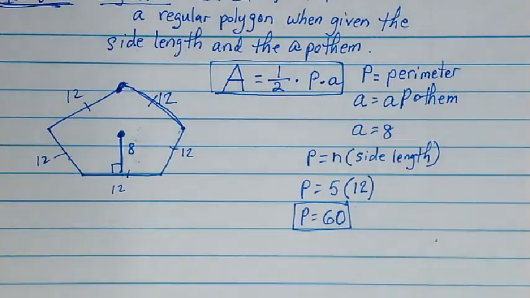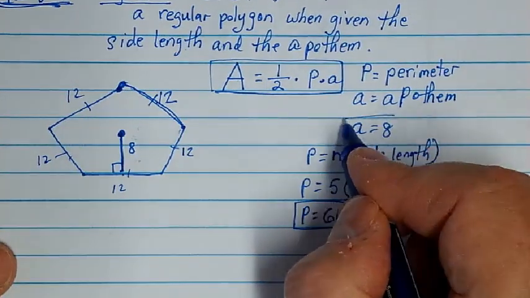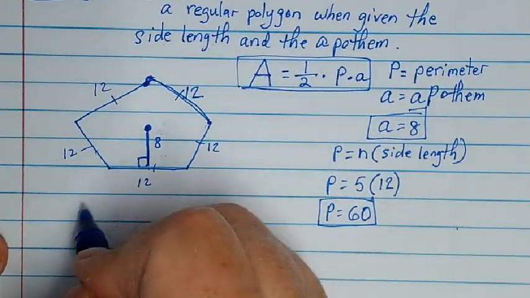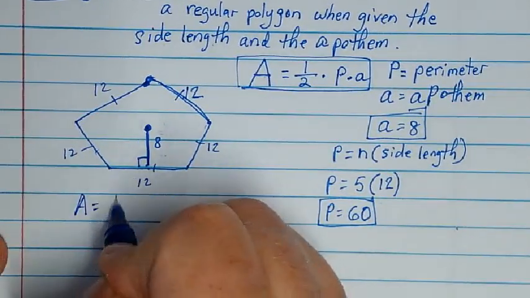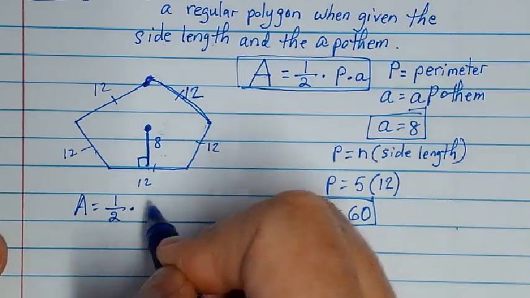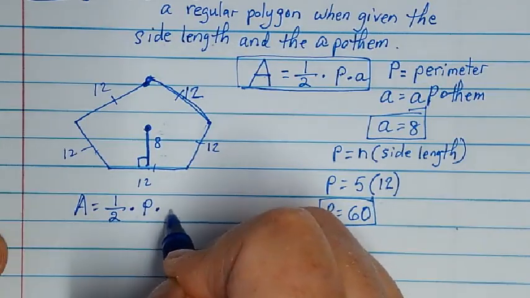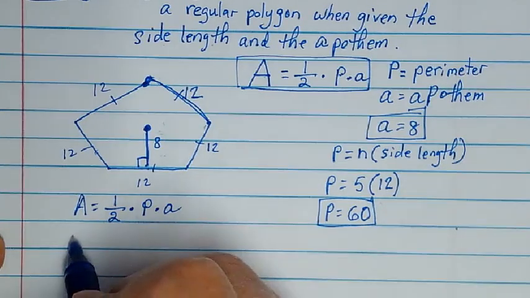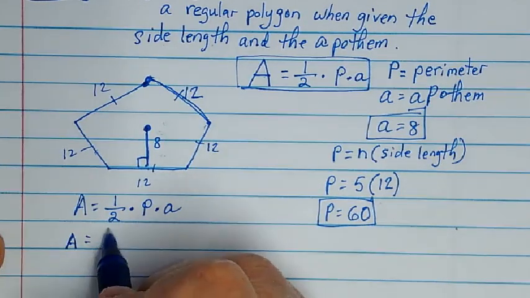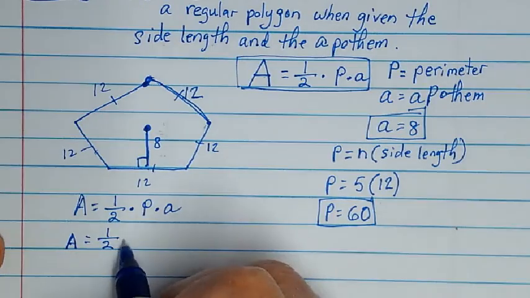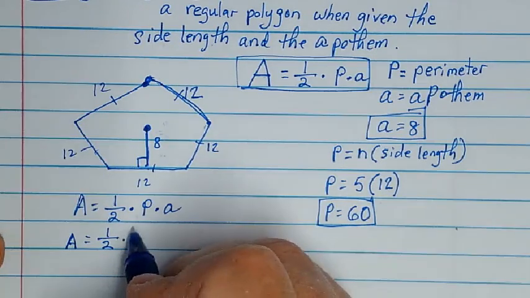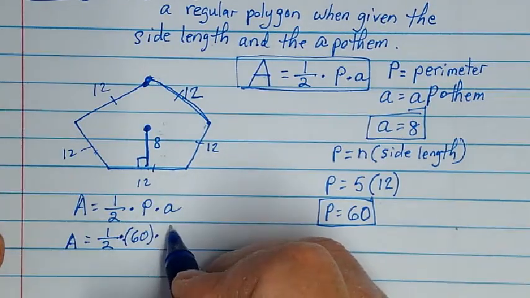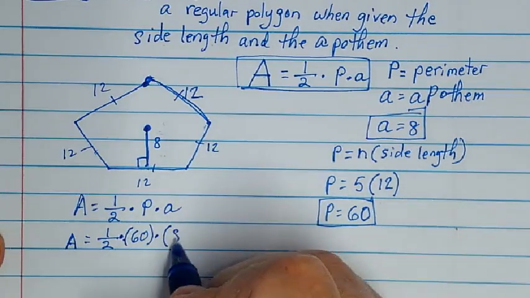And the good news is we're ready to land this plane and finish this up, because again, we write a formula. The area equals 1/2 times the perimeter times the apothem. Well, we have the perimeter. It's 60. Substitute. So we're talking about 1/2 times the perimeter, which is 60, times the apothem, which they gave us is 8.